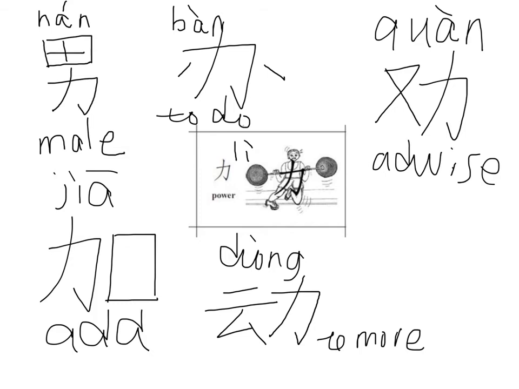So much for the 5 characters we learned from 力. So next character, 女, a woman, is also one of my favorite radicals. So let's see what we can learn from 女.